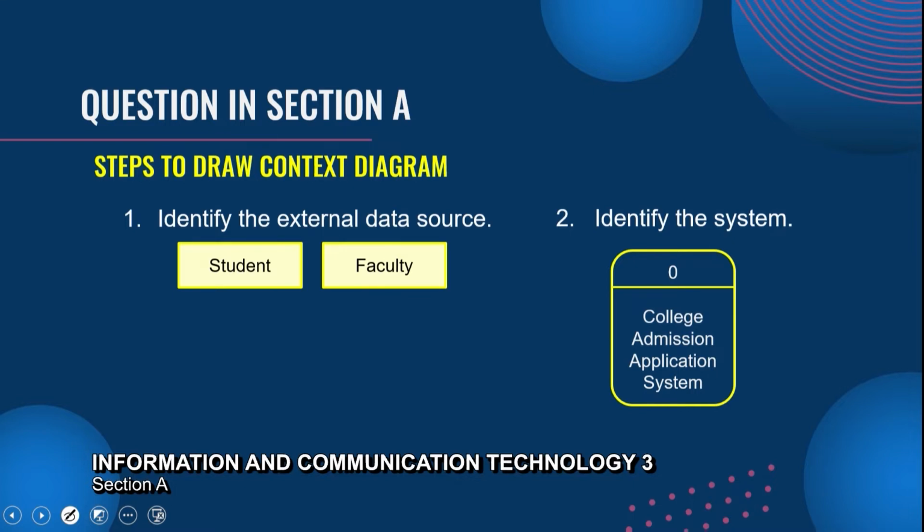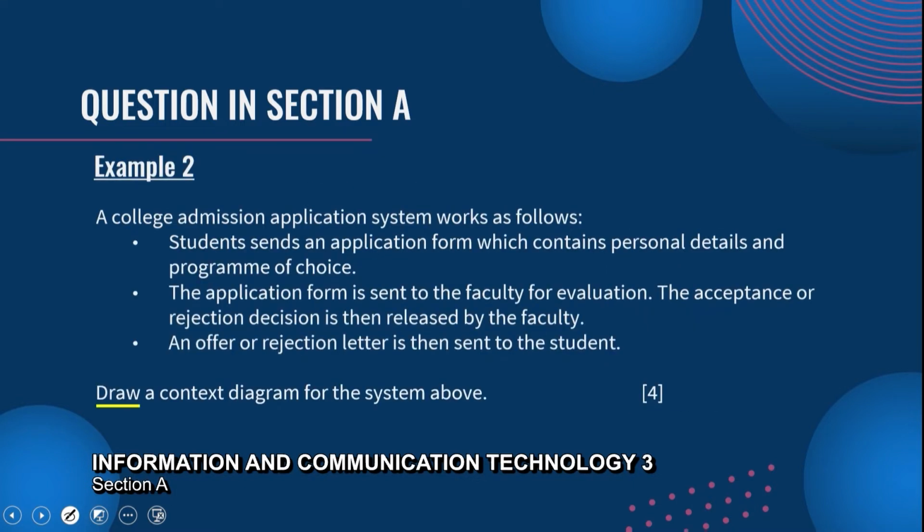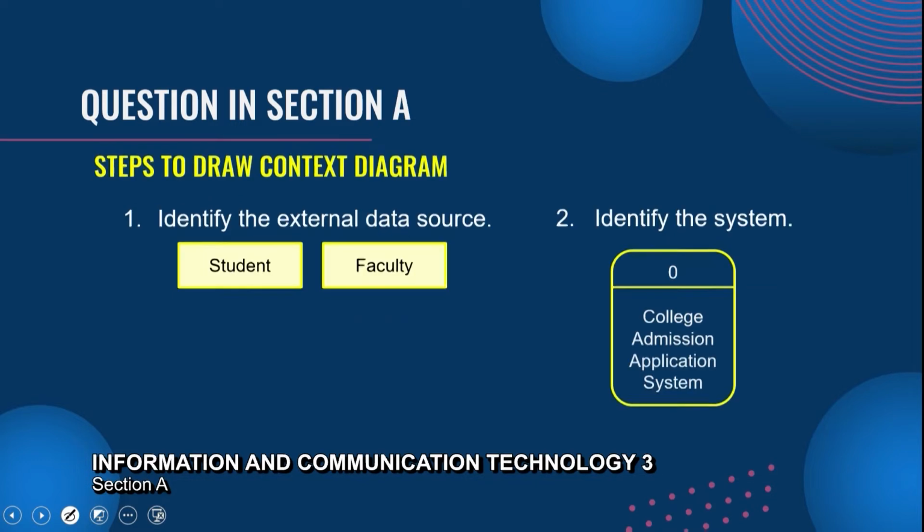And then how do I get this? This one is given in the question. Okay, where is it? It's given in the question. Okay, college admission application system is given. So just copy it back.